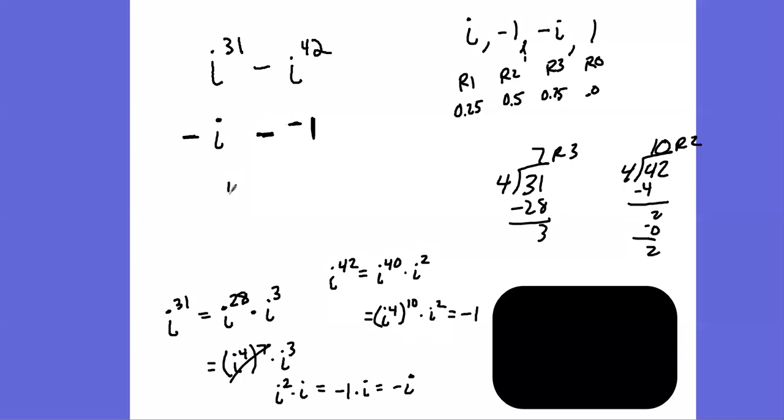Subtracting a negative, I can think of this as -i plus 1. And then to write this in standard form, where my real number part comes first, this would be the same thing as 1 minus i.